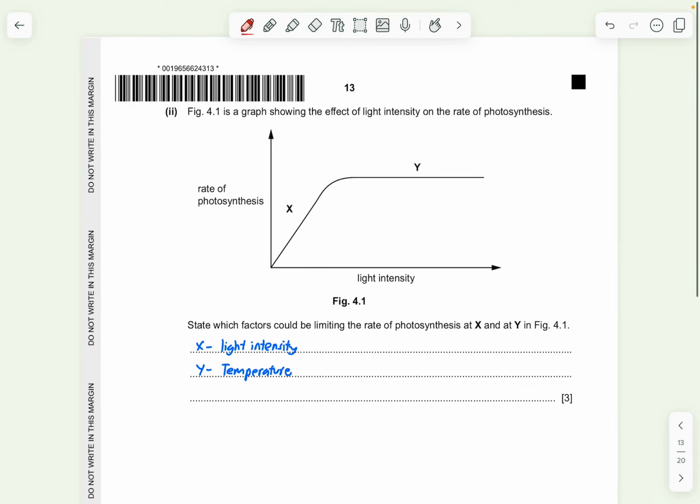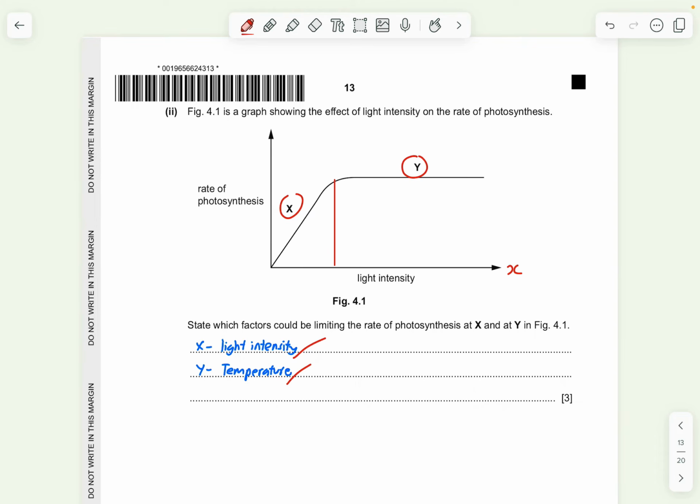Okay, now part 3. Figure 4.1 is a graph showing the effect of light intensity on the rate of photosynthesis. They ask you to label what is X and what is Y. It's very important that you separate this. For X, it's always responding to the X-axis, so light intensity will be your answer. But for Y, it can be a different answer, but it cannot be light intensity again.